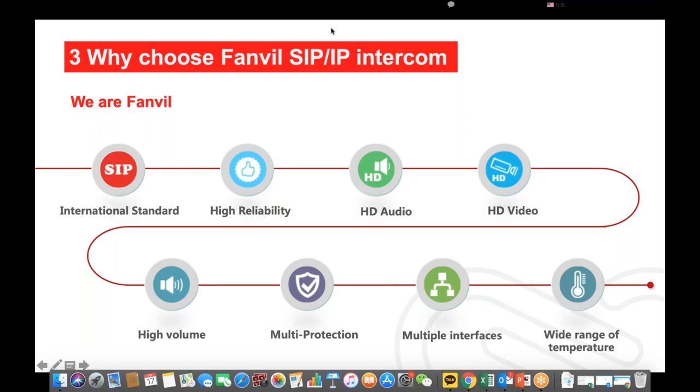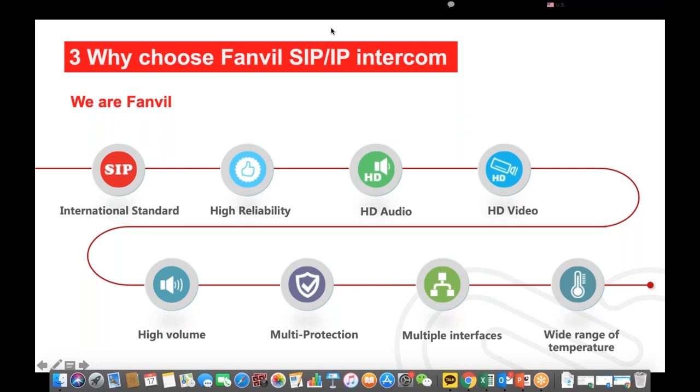Yeah, multiple interface. Depending on the product, some products have one output and input port, and some have two input and output ports. In the case of the gateway, you can also connect an IP camera directly.